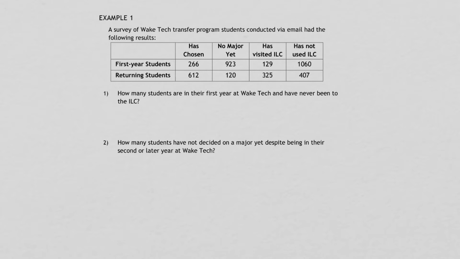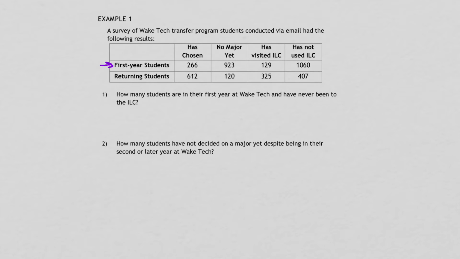It asks how many students are in their first year at Wake Tech and have never been to the ILC. So we look at the first-year students and the ones have not used the ILC. So 1,060 students.